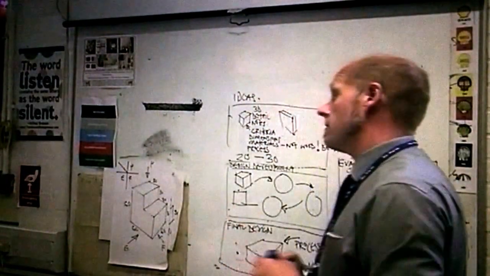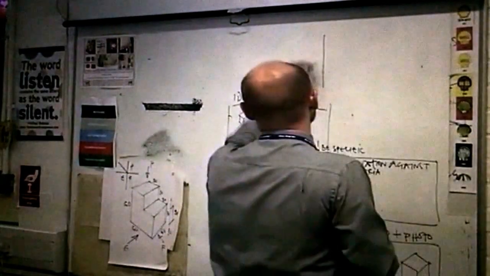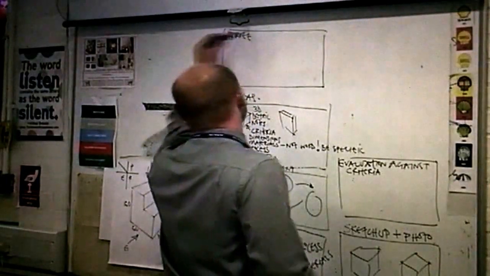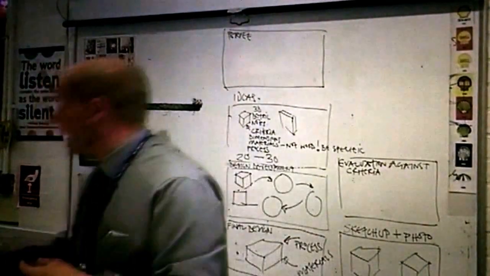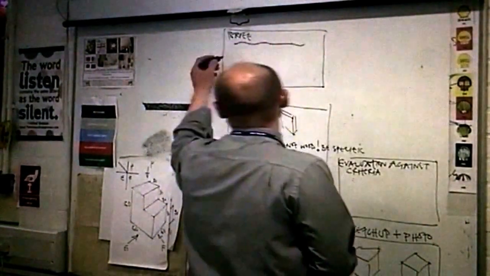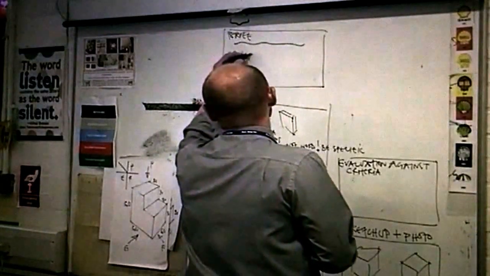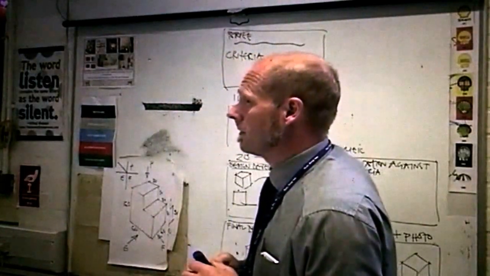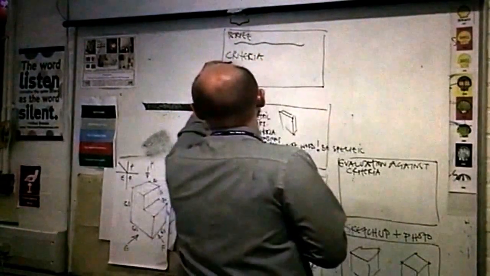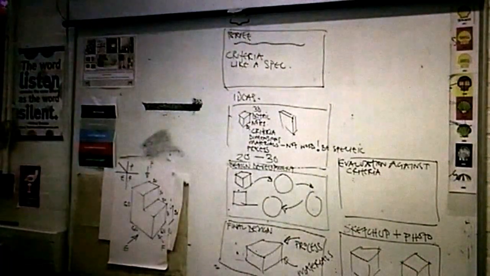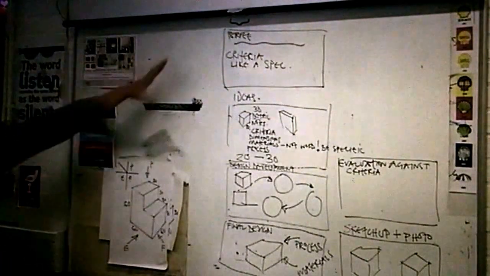Within this context, we just need to have a brief. If you're doing graphics, it's obviously going to be chocolate related. If you're doing RM, it's going to be chair related. But you're going to have your brief. You're then going to have this criteria, like a spec. So you're going to need to have this criteria at the beginning.